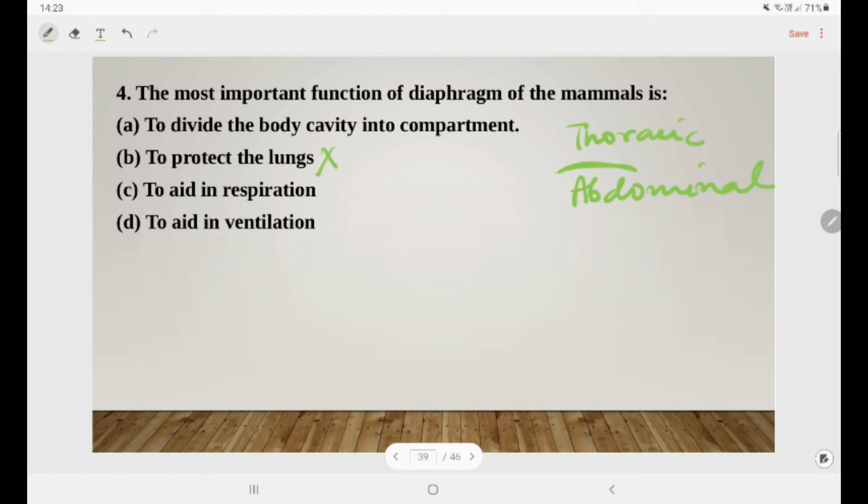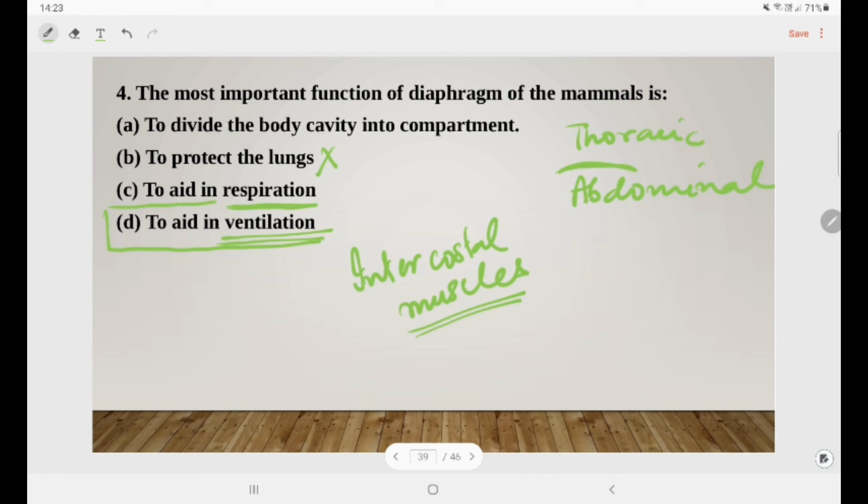To aid in respiration. When we talk about respiration, it may be cellular respiration, so the diaphragm does not act in it. And to aid in ventilation, look, the diaphragm is attached to the intercostal muscles, external and internal intercostal muscles, and they help in expansion and contraction of the rib cage, in which they help in expulsion of the gases which are filling up the lungs. So in this particular question, aid in ventilation will be the answer. Okay, I hope you have understood the logic behind this.